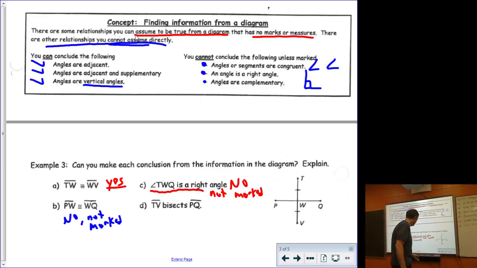And last up, can you assume that segment TV bisects segment PQ? Well, the only way it bisects PQ is if this point right here is the middle of P and Q. And since PQ is not marked equal, we cannot assume that W is the midpoint between P and Q. All right?